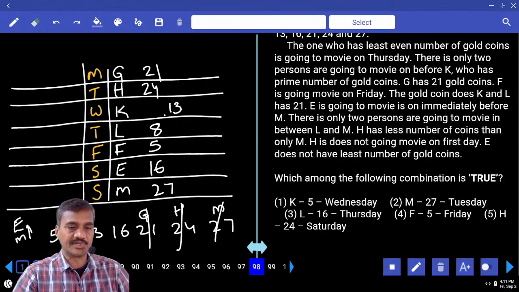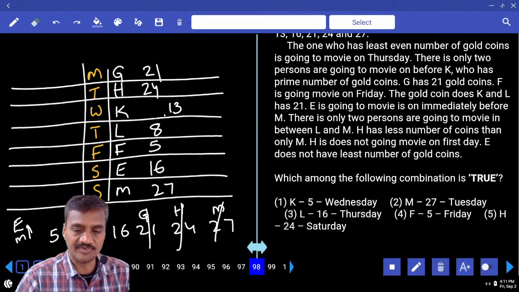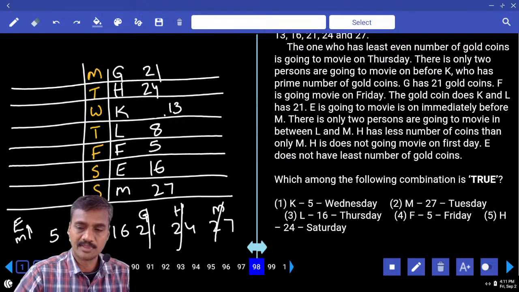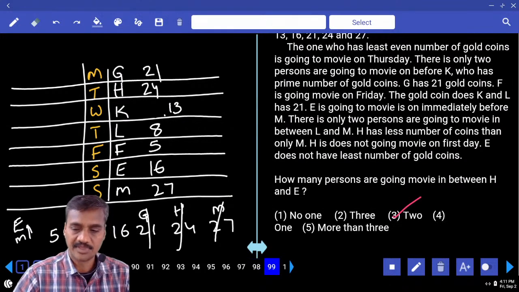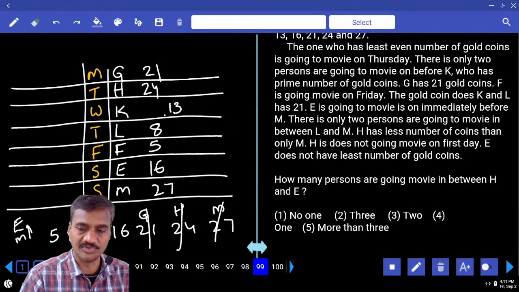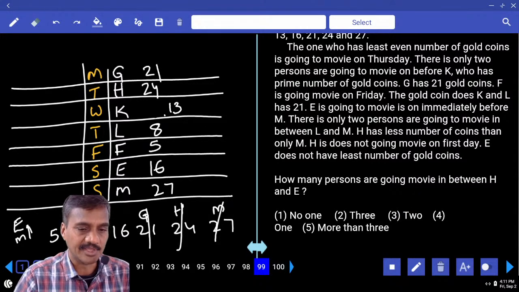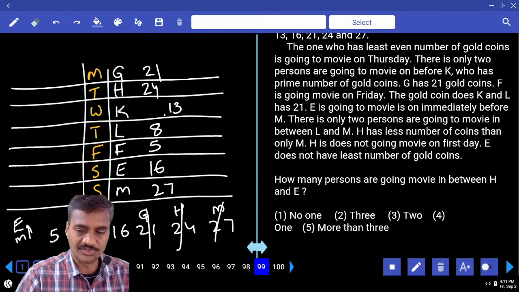And K 5 Wednesday is false. M 27 Tuesday, that's again false. L 16 Thursday is false. F 5 Friday, definitely true, choice 4, 99. And how many persons are going to the movie in between H and E? In between H and E, there are only 3. 3, that is choice 2, 99.